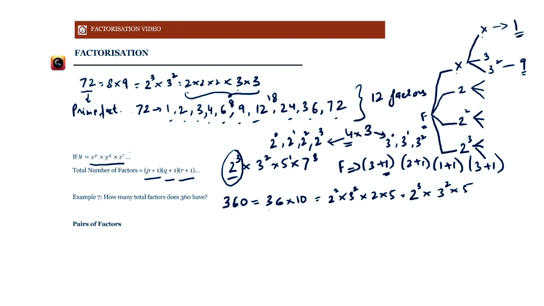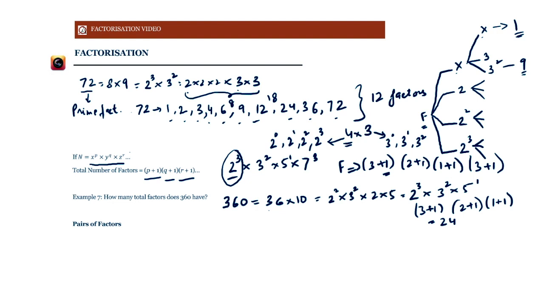So how many total factors will 360 have? It will have (3+1)(2+1)(1+1), because 5 is to the power 1. That is 4 × 3 × 2, so 24 factors. Now, which are these 24 factors? Of course, that is going to take some effort to write down, so right now we won't worry about it, but we'll see exactly how they are all related.